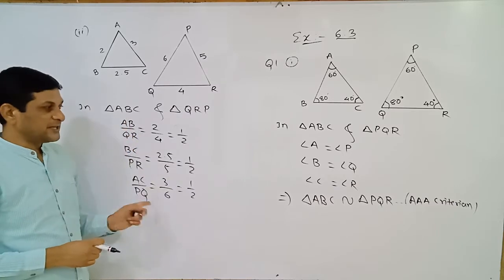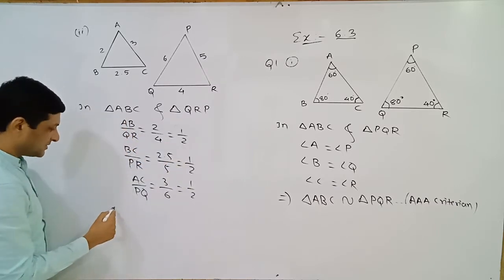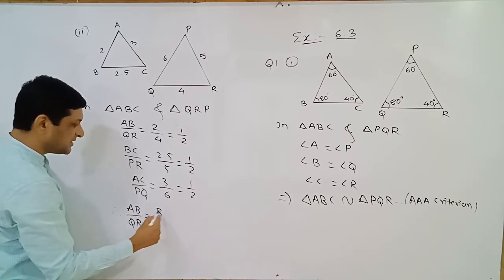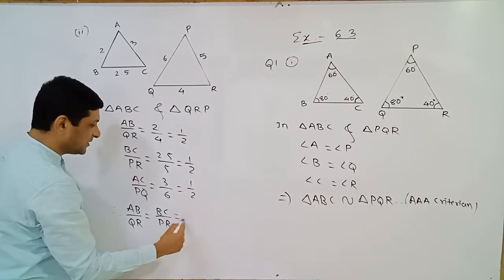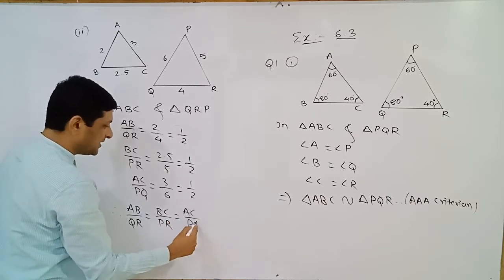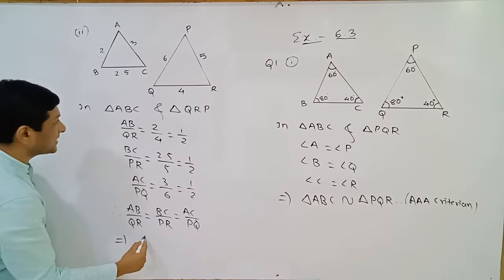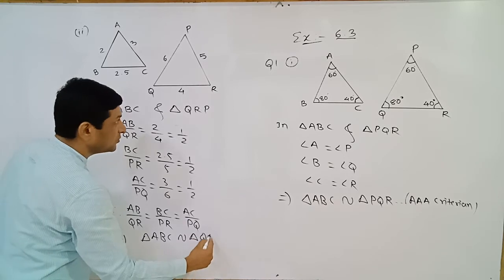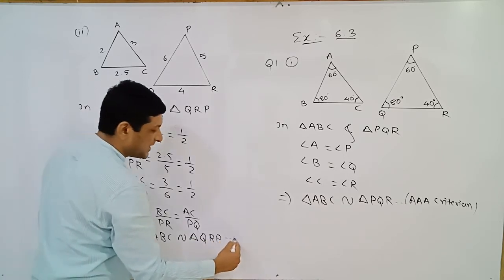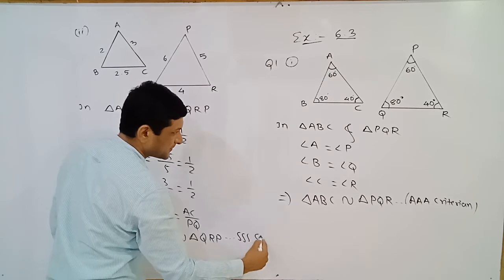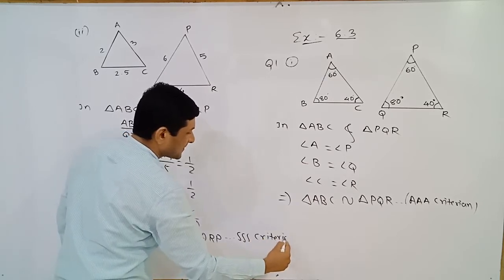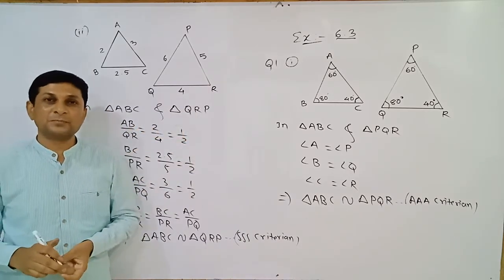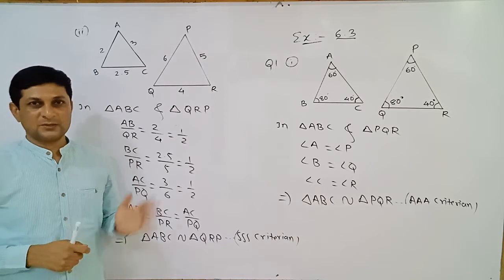So we can say that the ratios of corresponding sides are equal. Therefore AB upon QR is equal to BC upon PR is equal to AC upon PQ. So this implies that these two triangles are similar. Therefore triangle ABC is similar to triangle QRP by the SSS criterion. Remember that writing the correspondence is very important if the two triangles are similar. So hope you are getting it.